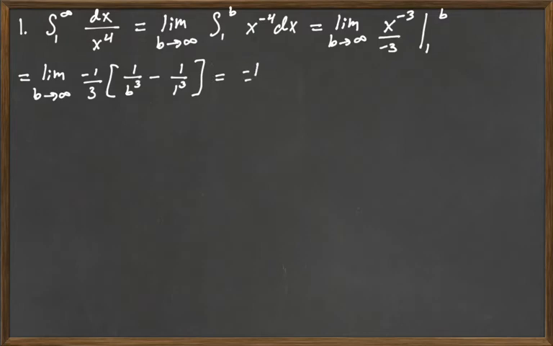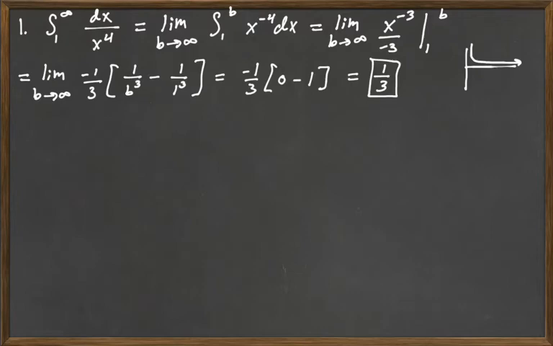So this is going to be negative 1/3. As b goes to infinity, 1 over b cubed goes to 0. And so this limit becomes negative 1/3 times the quantity 0 minus 1, or 1/3. This could be understood as the infinite area. Well, it's not an infinite area, but if we were to take this function and go off indefinitely, the area would converge to 1/3. That's the area from 1 to infinity, so we'd be looking at this area right in here under the curve bounded by the x-axis.